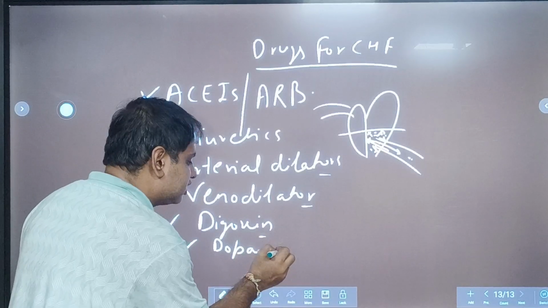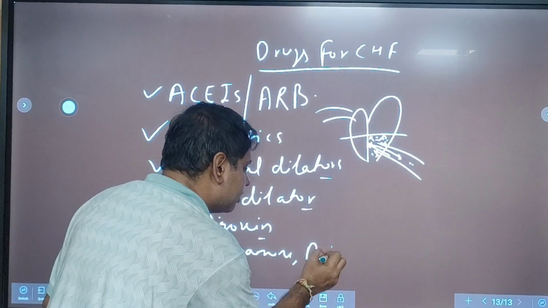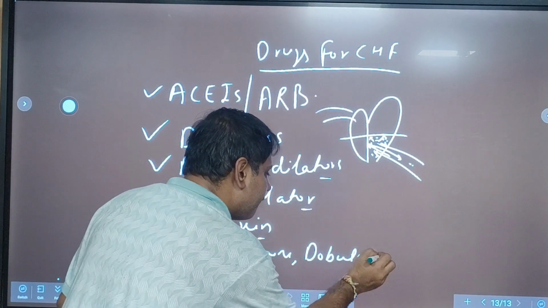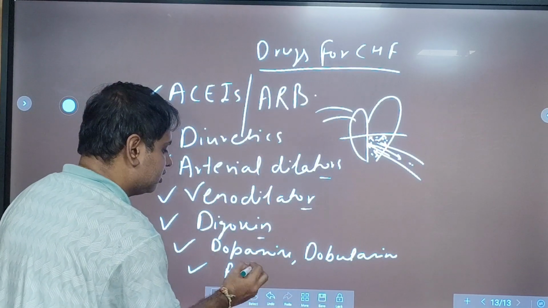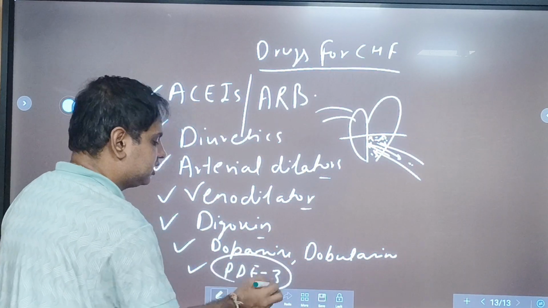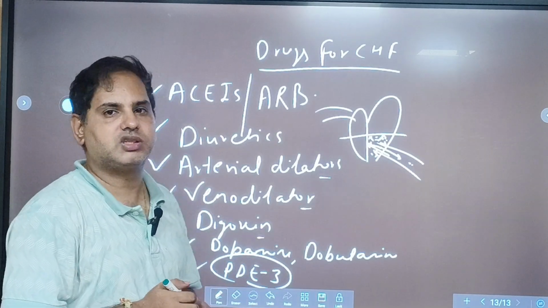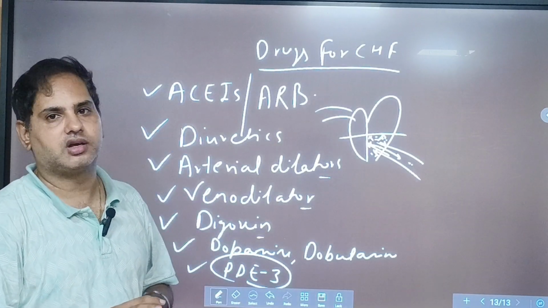Dobutamine, these are the sympathomimetic drugs, and we have already covered their mechanism. Then we have discussed phosphodiesterase inhibitors, particularly phosphodiesterase 3 inhibitors. So these are the drugs which are useful in congestive heart failure. Thank you.